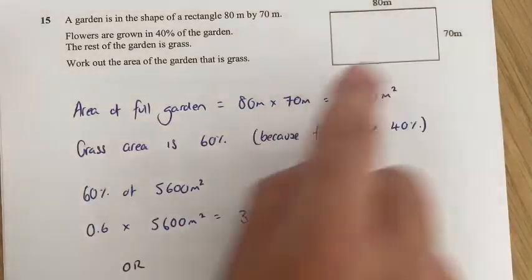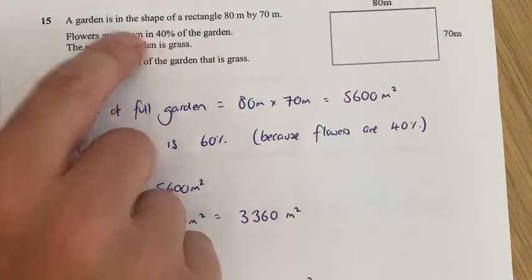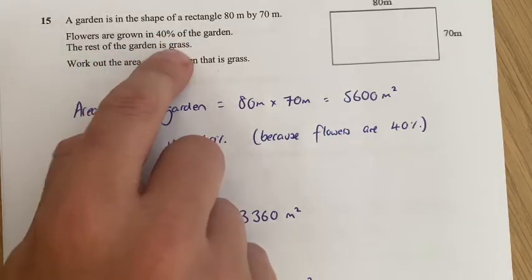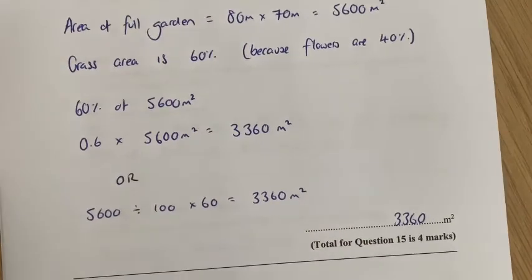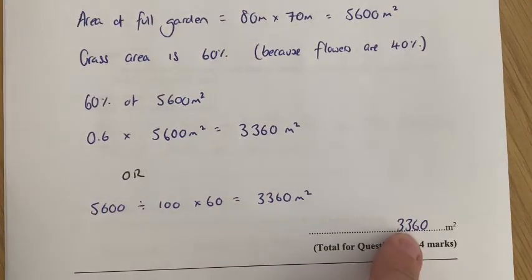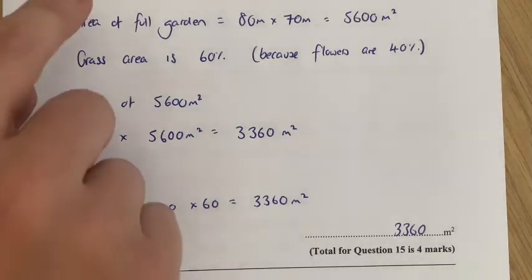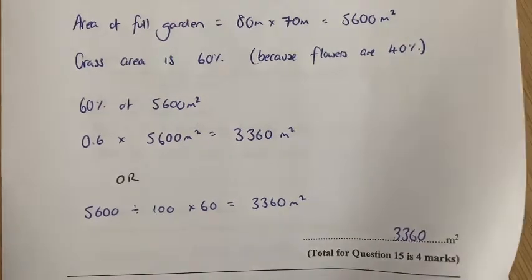So you can see here, you needed to work out the total area and then work out how much was grass. Well, flowers were 40%, so grass must have been 60%, so you need to work out the total area and then work out 60% of it. Okay, and you can see that the final answer is 3,360 square meters. Don't forget those units. Again, like I said, there's a full version of this with more explanation on one of the other videos.